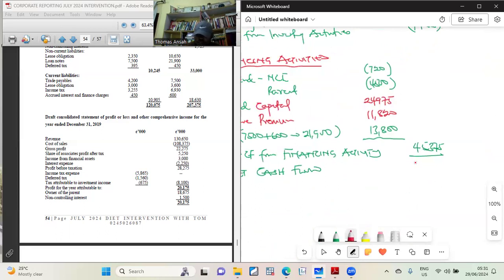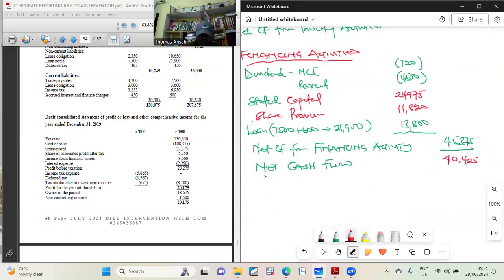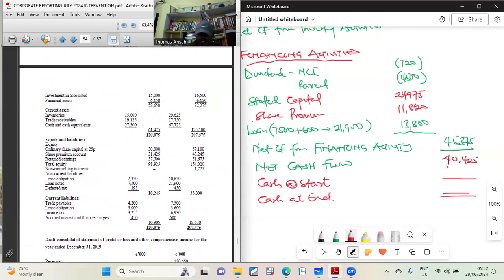All right, so I believe it will balance. We've tackled everything. 40,425. So what is the cash from beginning? Cash balance from the beginning. So cash at start. And our answer should also be equal to the cash at end. So what are the cash balances? Cash balances at end 67,725. That should be our balancing figure. So when we add our cash at start, which is 27,300, the 67,725 has come, making it balance.